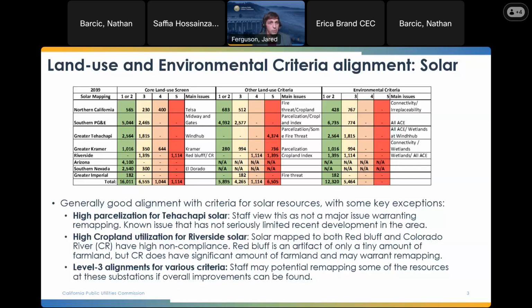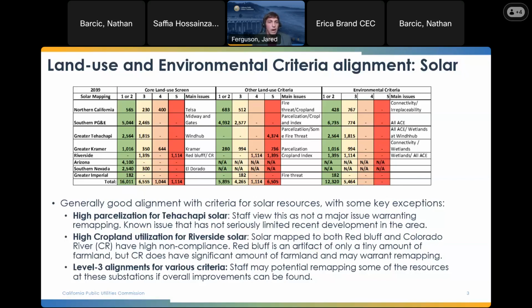So we recognize that this is a feature in the Tehachapi area, and it hasn't seriously limited recent developments in the Tehachapi area for solar. So we don't view it as serious of a flag as, you know, maybe the level 5 criteria implies.